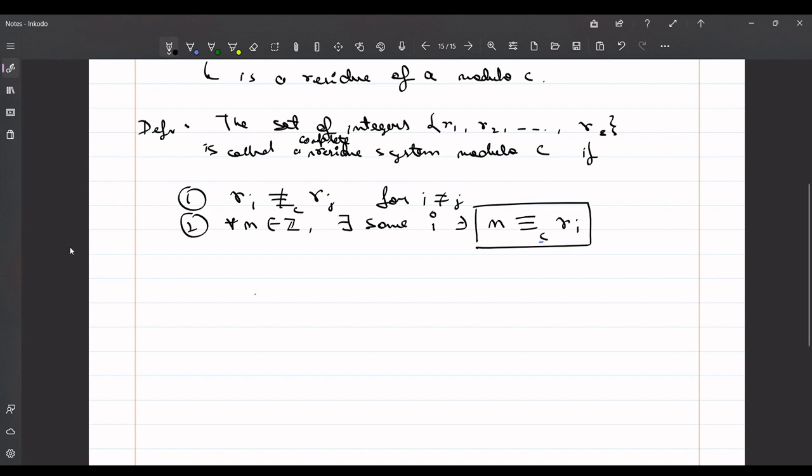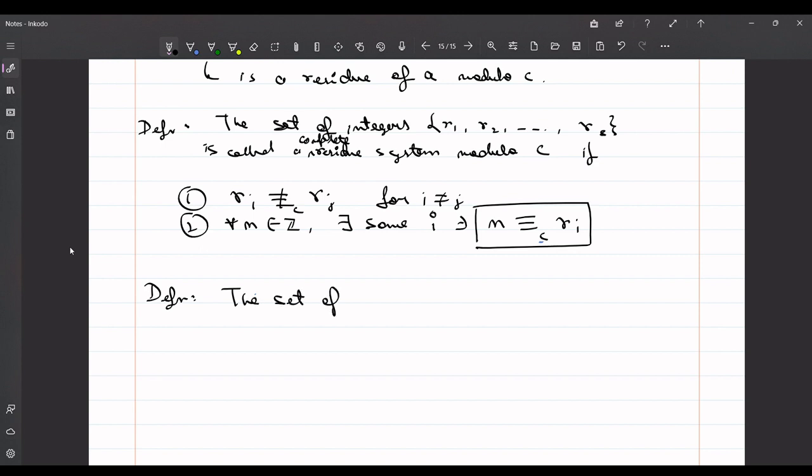Now, is it understood? Is it understood? Okay. So now see. Now this is what we call a complete residue system modulo C. With respect to this complete residue system, we have one more thing which we call a reduced residue system.